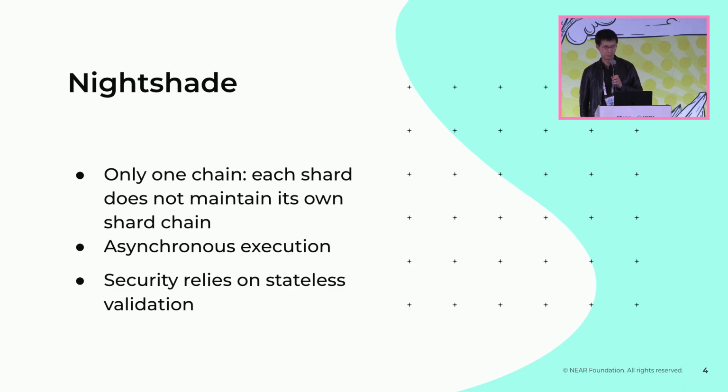So, a brief high-level overview. The feature is that it has only one chain, and each shard doesn't need to maintain its own shard chain. The execution is asynchronous, because for cross-shard transactions to work, it first gets executed on the shard where the transaction originates, and then receipts get spawned and sent to the destination shard to execute. And the security relies on chunk validation. That's a new thing we launched last year.